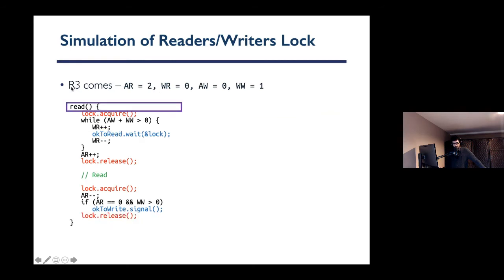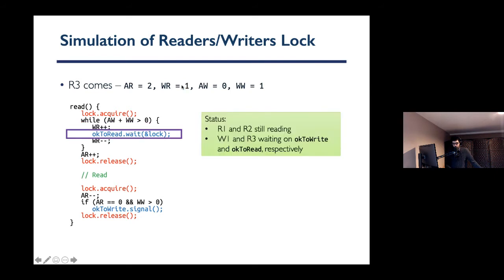Let's say at this point, reader 3 comes. Reader 3 can actually acquire this lock because writer 1, when it went to sleep, released the mutex. So we get that mutex and check the internal state of the lock. Actually, there is a waiting writer. Waiting writer is 1, so we will wait. At this point, we become a waiting reader. Waiting reader becomes 1, and we go to sleep. So now R1 and R2 are still reading, and W1 and R3 are waiting.